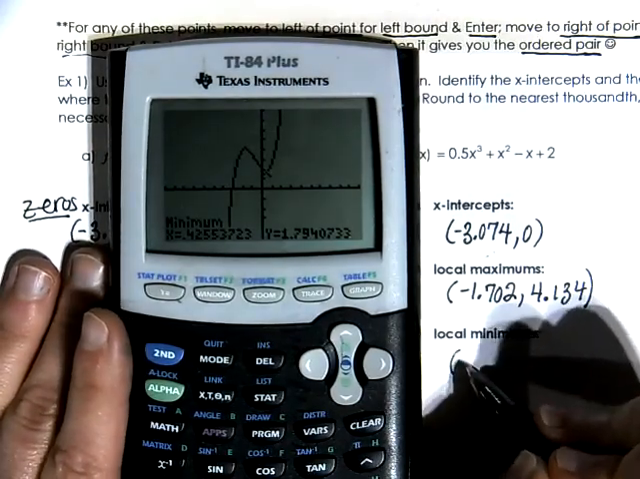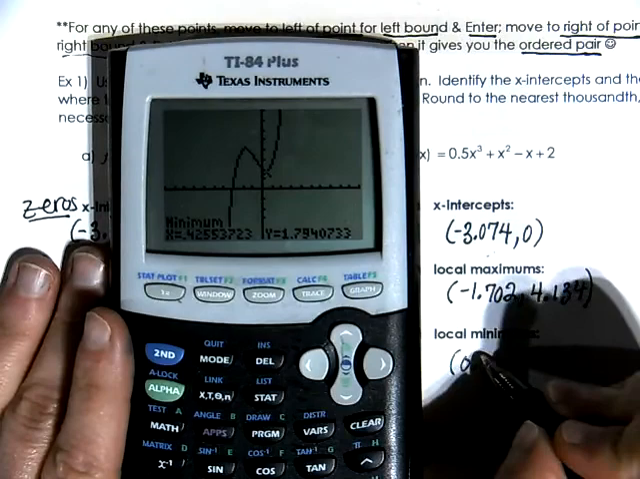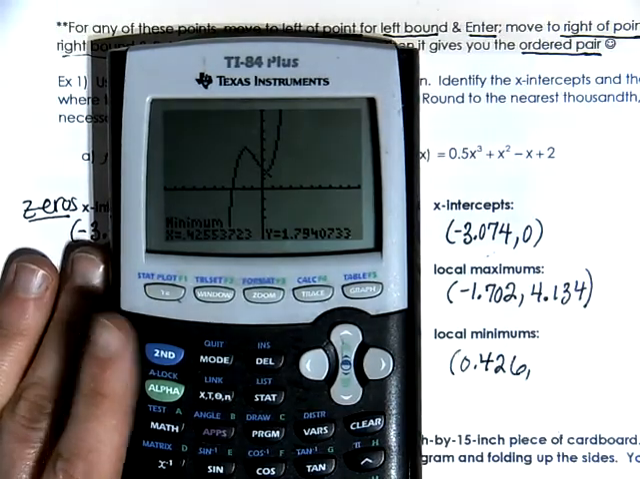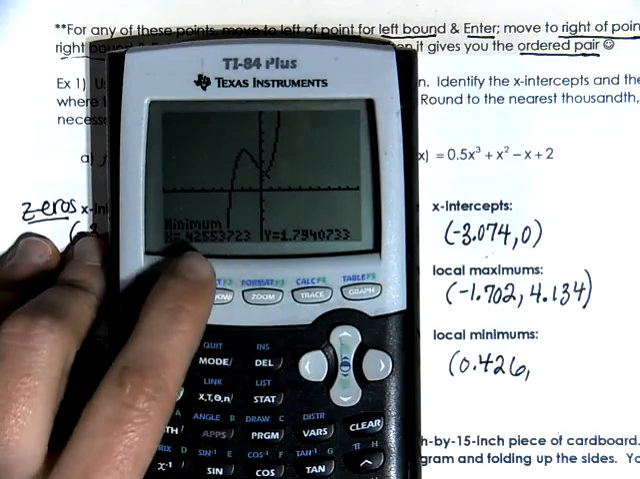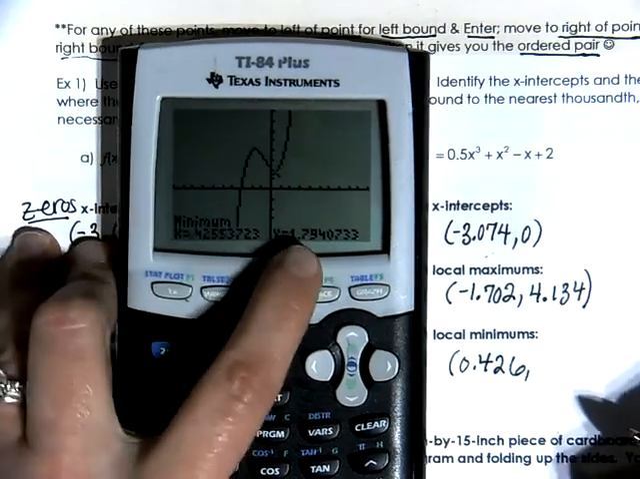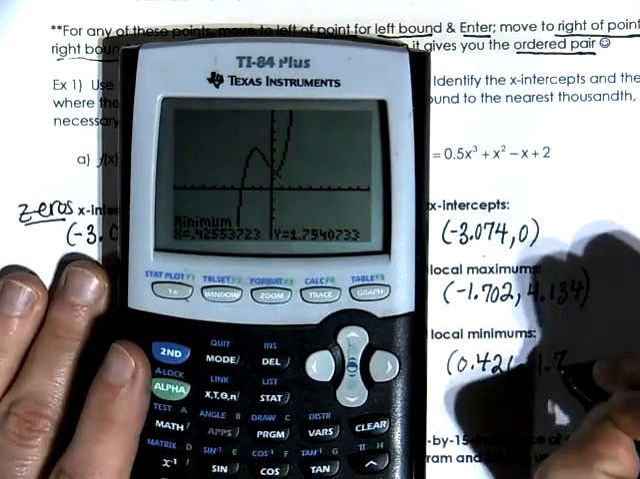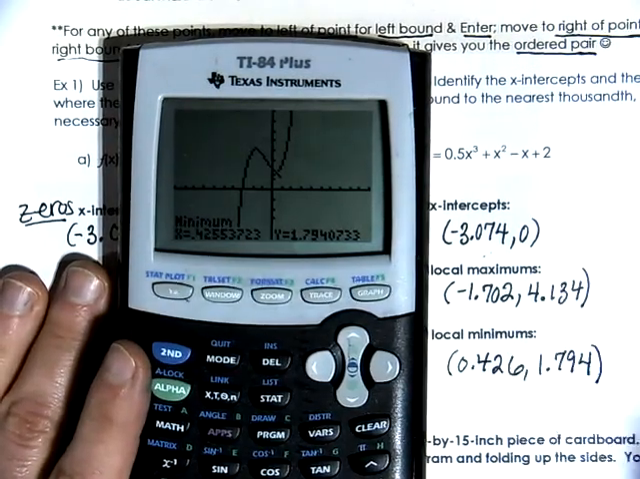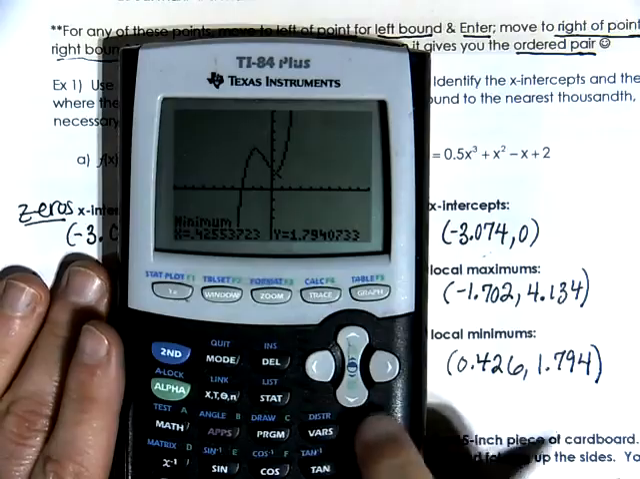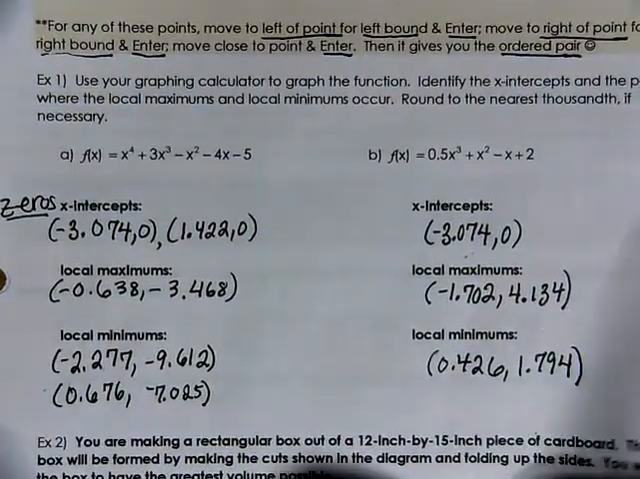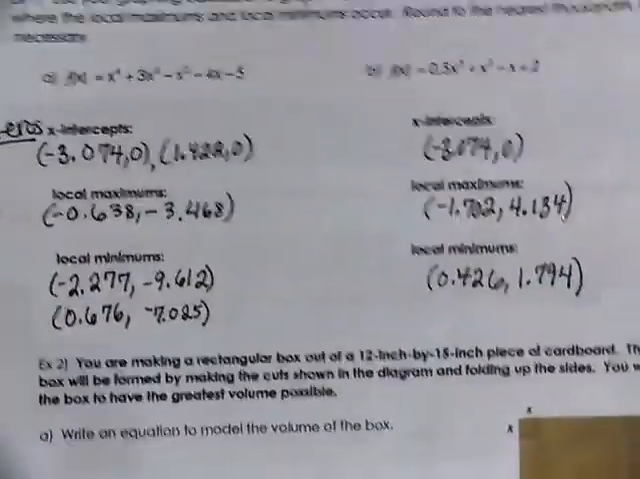And I ended up with 0.426, rounding it to the nearest thousandth. So 0.426, comma, 1.794. Cool, and that's how you identify local maximums and local minimums on your calculator.